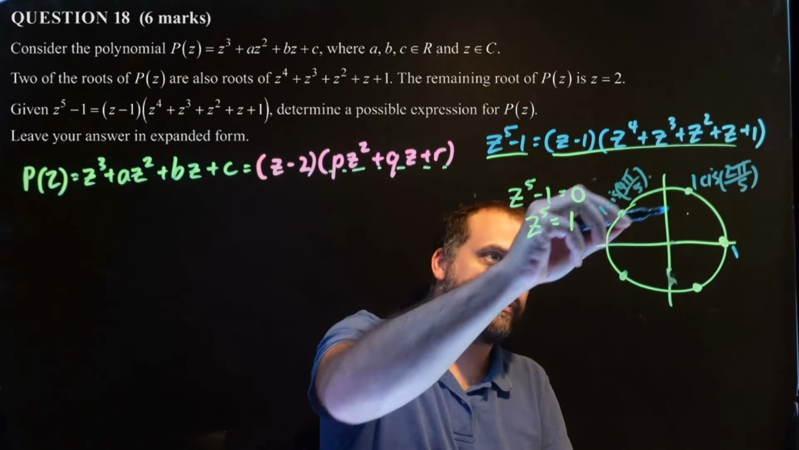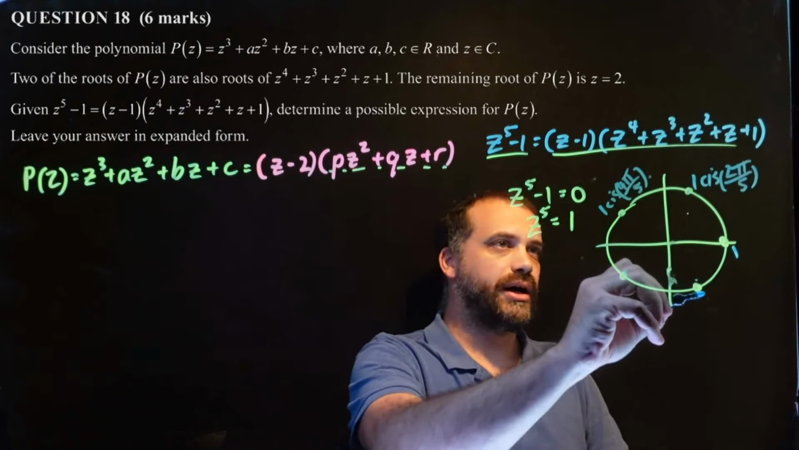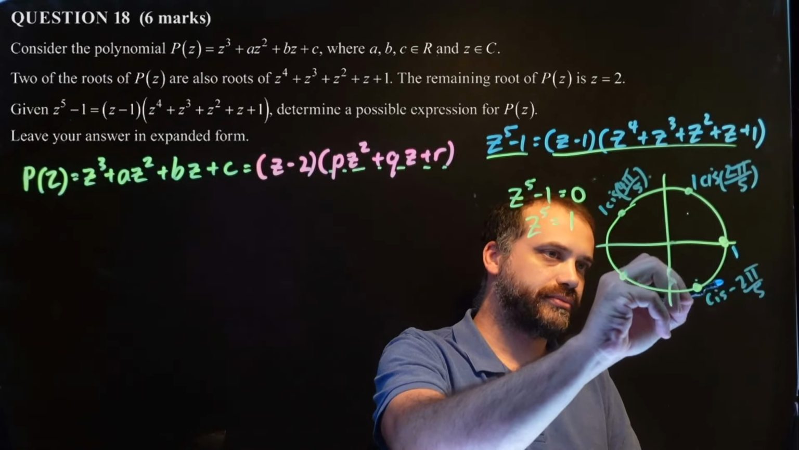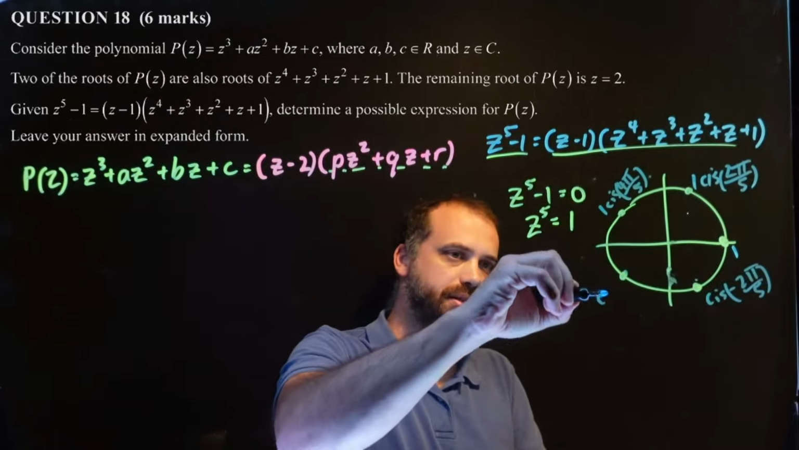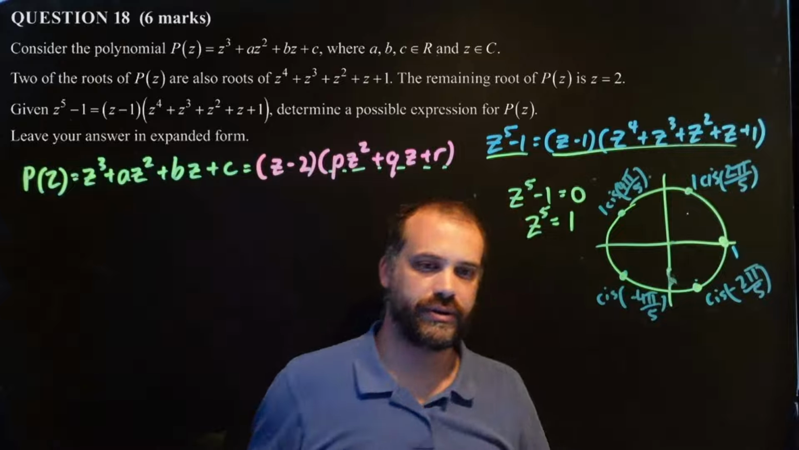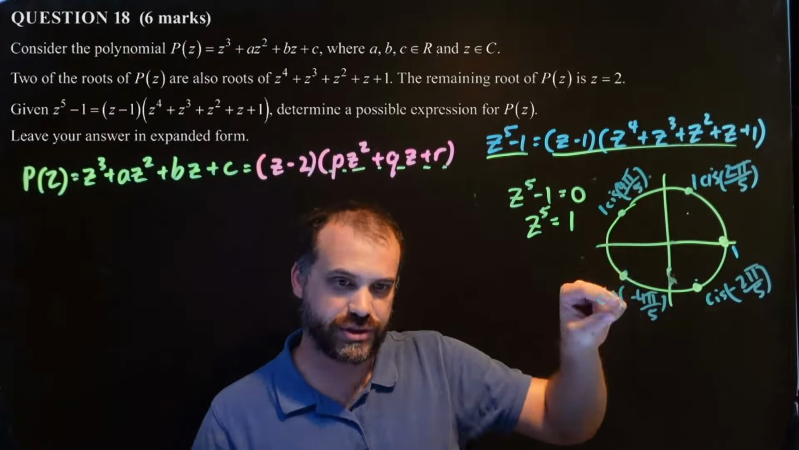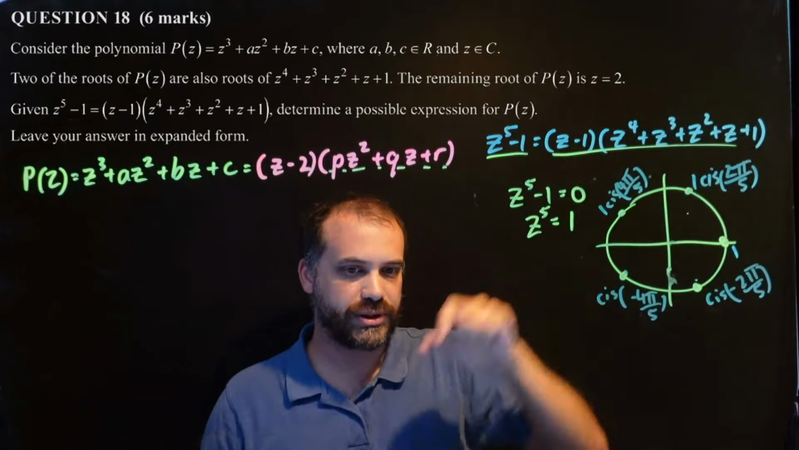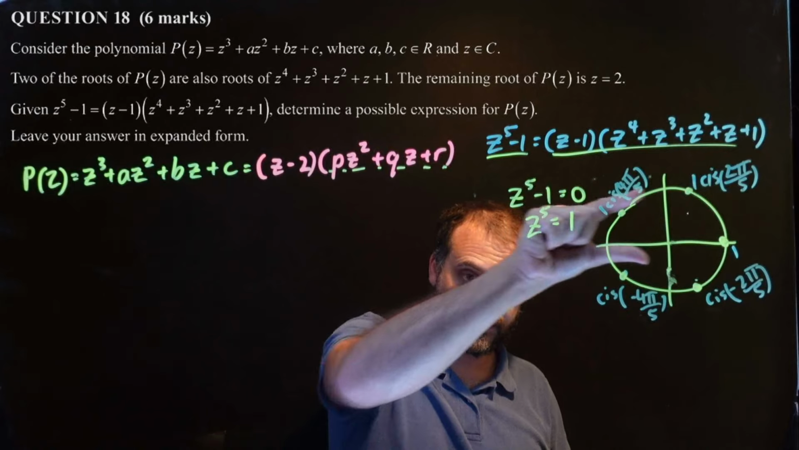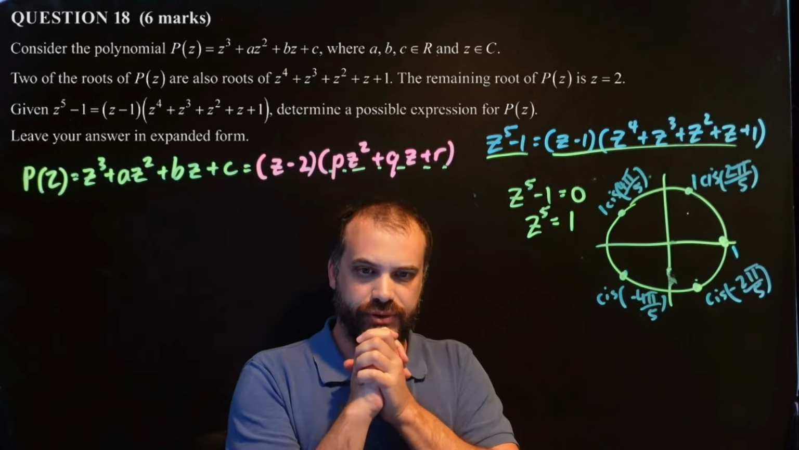And these are conjugates of each other. So this is going to be cis negative 2 pi on 5, and this is going to be cis negative 4 pi on 5. All right, so we have 5 solutions, 2 complex ones, 2 complex ones. Why am I doing this? Because they're conjugates of each other, right? And that's important.